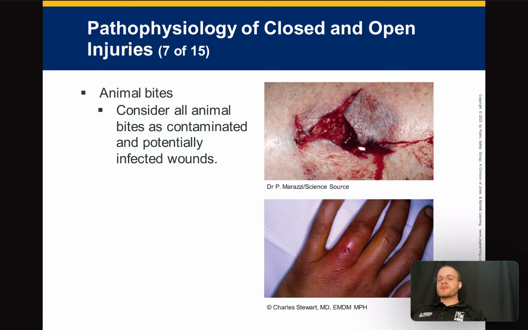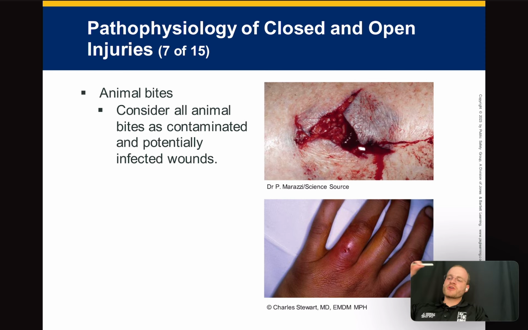Now, animal bites: consider all bites as contaminated and potentially infectious, infected wounds. I can tell you human bites are usually worse than animal bites because of the bacteria that lives in humans' mouths. Two, you have to worry about infection with animals more so in the name of viruses like rabies. Rabies is obviously very, very deadly, very rare in the United States. Rabies is most commonly carried by bats, not dogs or raccoons as you would think, but it's bats. And so just keep that in mind.